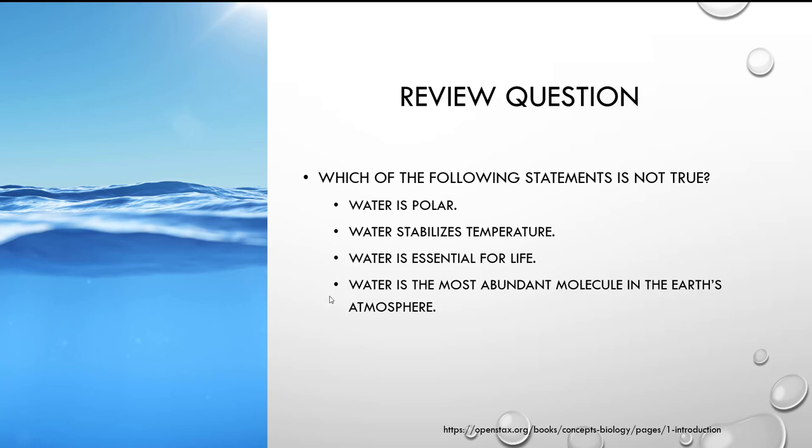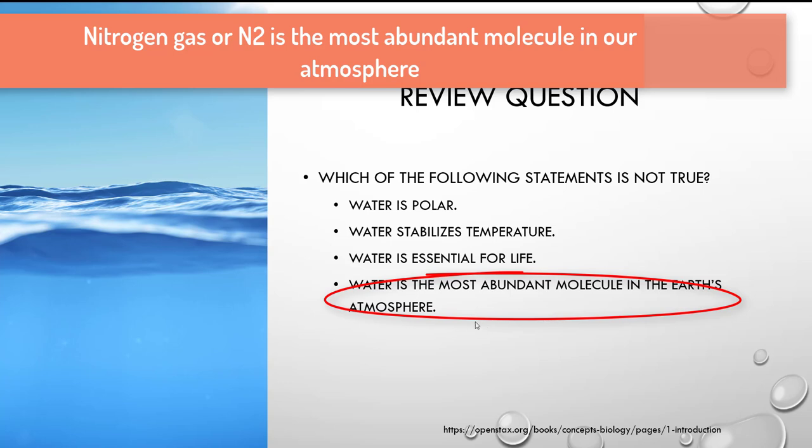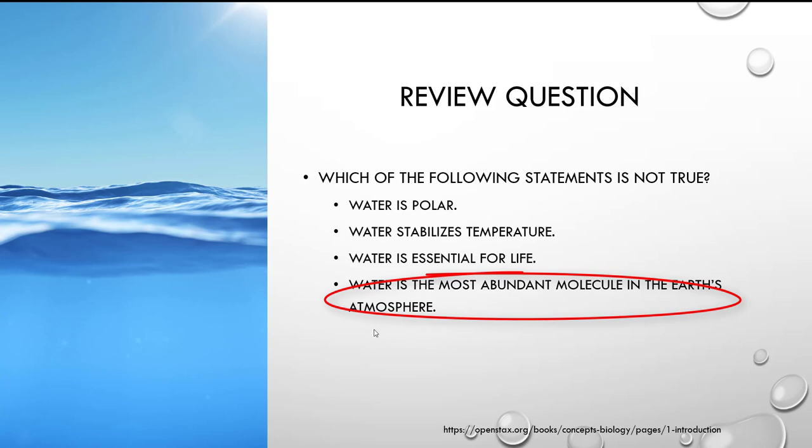If you said this last one, I would agree with you. Did we talk about it being the most abundant molecule in the Earth's atmosphere? No, we didn't. The most abundant molecule in Earth's atmosphere is actually nitrogen gas. It is the most abundant molecule in your body, but it's not the most abundant molecule in our atmosphere. So that is not true. Water is polar, it does stabilize temperature, and it is essential for life, but it's not the most abundant molecule in our atmosphere. If it was, then our atmosphere would be very thick because there would be a lot of water in it.